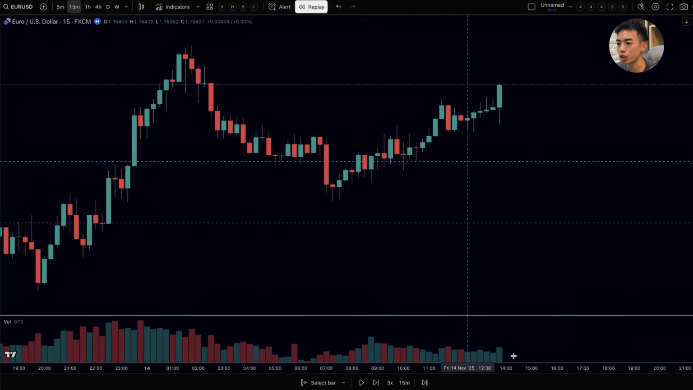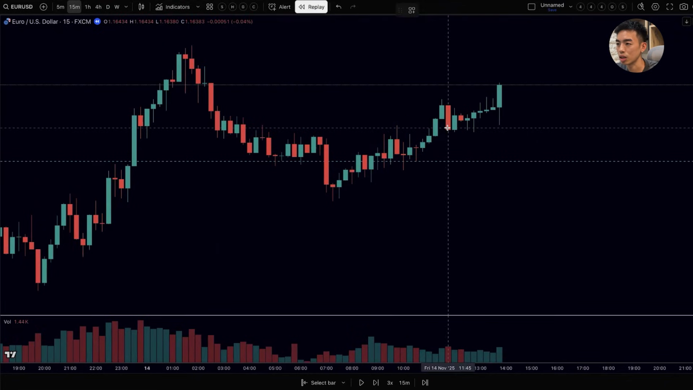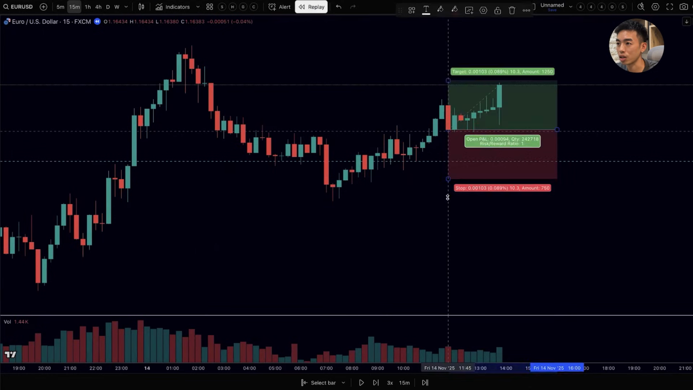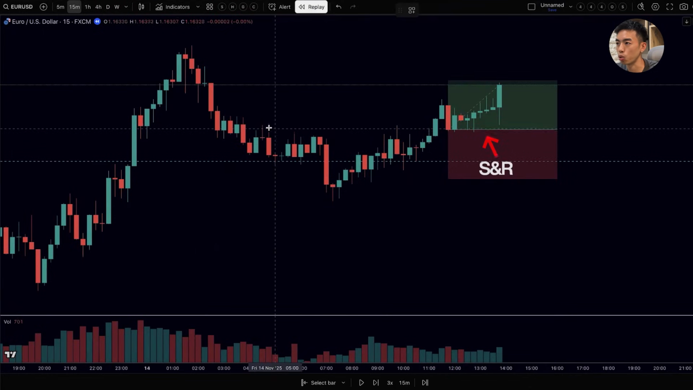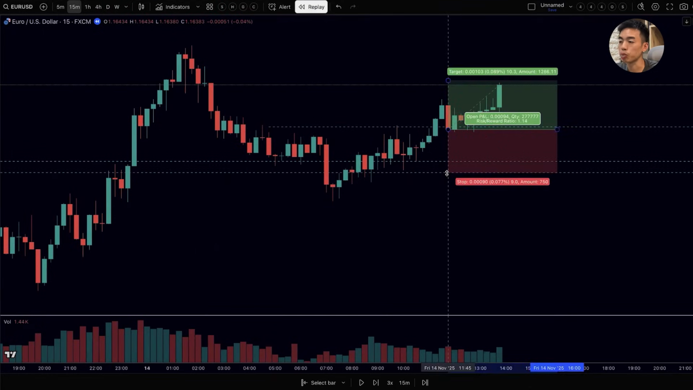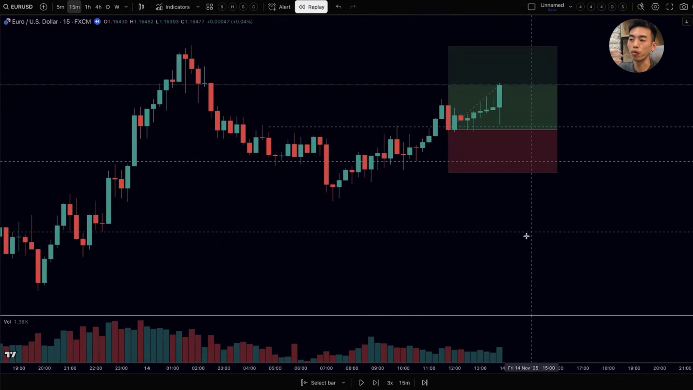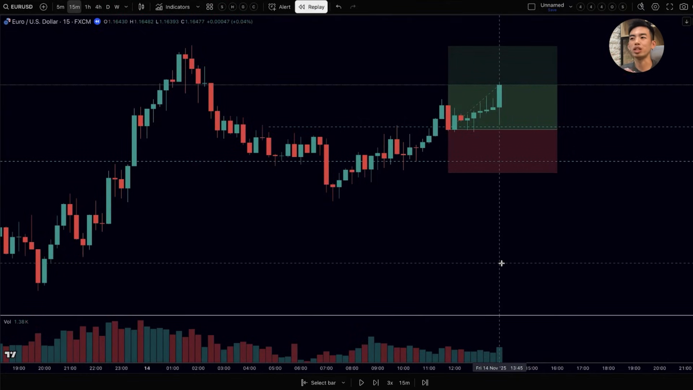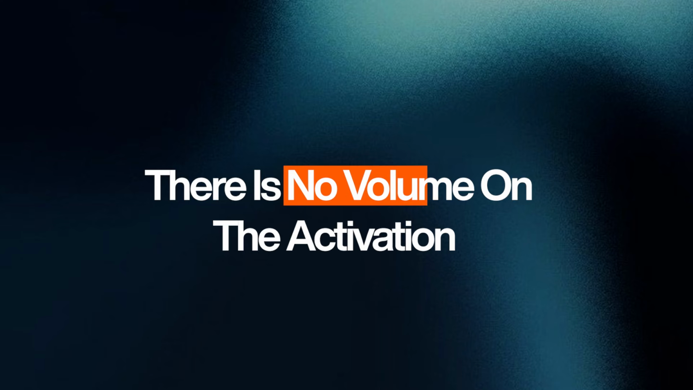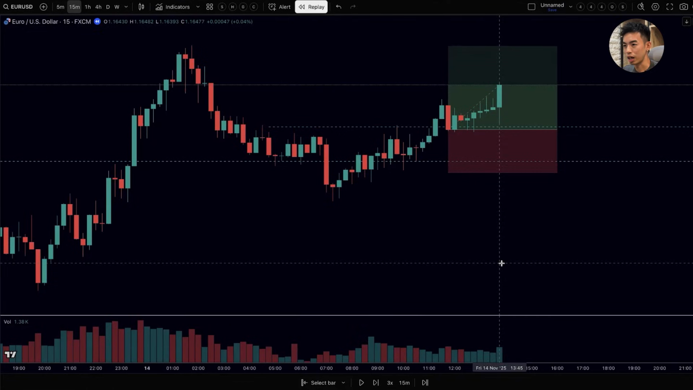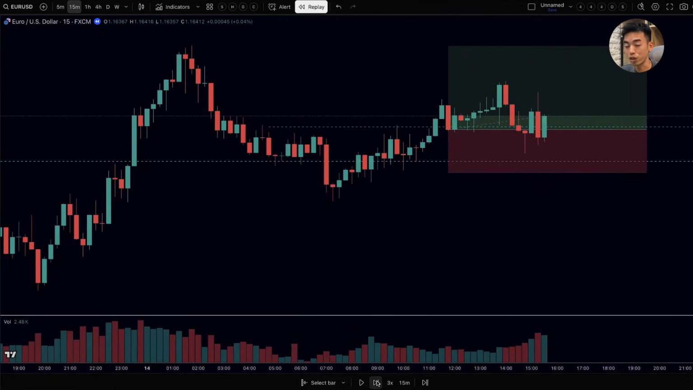A perfect entry for this would look something like this, getting in on the pullback right here after we breach this support equals resistance right around there. Stops would be below, taking price up to the recent high. Now, this would be a perfect setup and things are looking pretty decent moving towards the upper side. However, again, just to remind you, there is no volume on the activation. And if we really track forward to see what happened, things took a sharp turn very quickly.